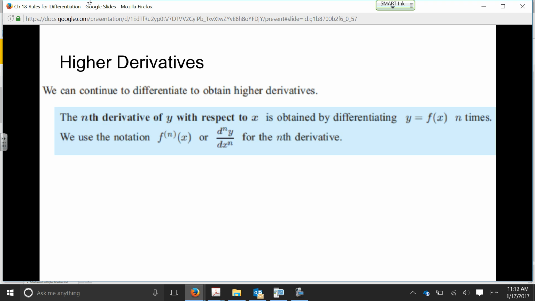Now, since we can continue to differentiate to obtain higher derivatives as well, we could find f to the third of x. We could find all the way out to f to the n of x, or d to the n y over dx to the n. That would be the nth derivative. We could do this as many times as we want, or I should say as many times as the function allows, because if it starts out as an x squared, the derivative is to the x, the second derivative is a constant, and the third derivative is going to be 0. And any derivative beyond that, well, doesn't really exist.